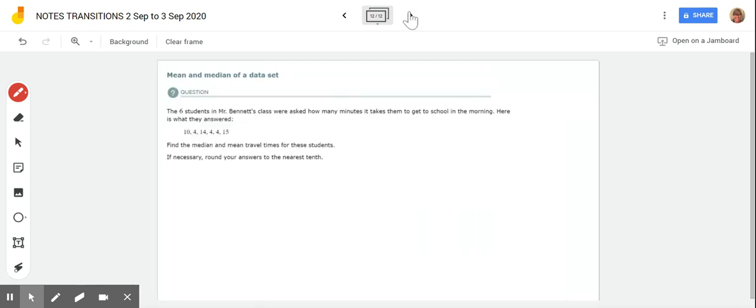Okay, it's a weird problem. All right, the 6 students in Mr. Bennett's class were asked how many minutes it takes them to get to school in the morning. And here's what they answered. All right, this is the mean and median of a data set. Whenever you're given data, reorganize it in order. So it's 4, 4, always start with the lowest number, 1, 2, 3, 4s. And then you're going to go 10, 15. There's a bunch of people that live apparently right outside of school, on the other side of it, and a couple of people that have to walk. All right, find the median and mean, okay?